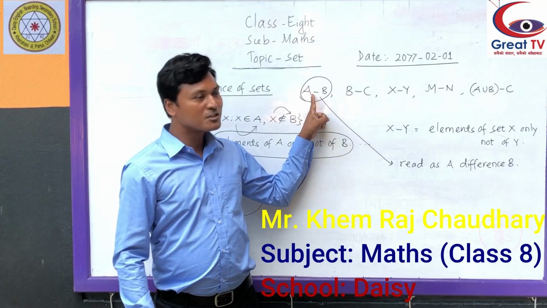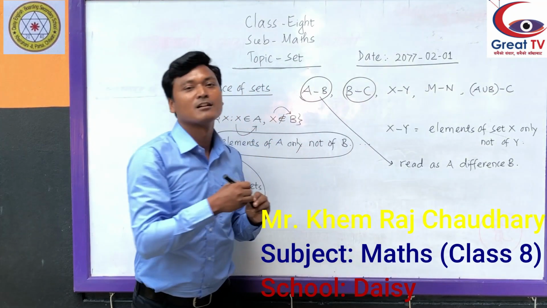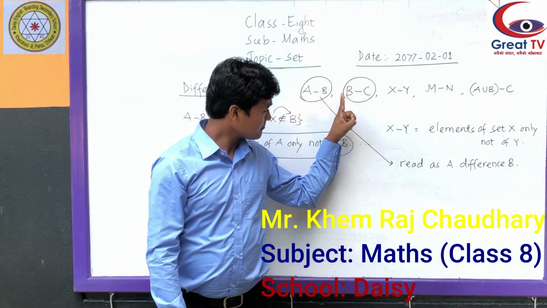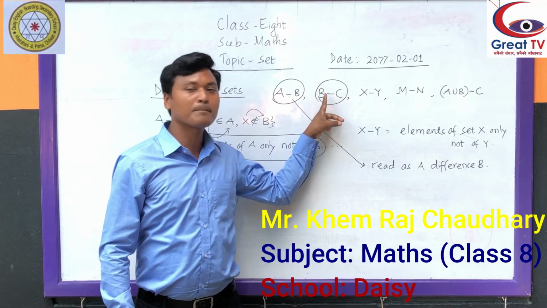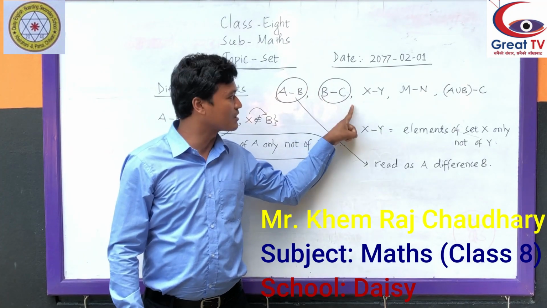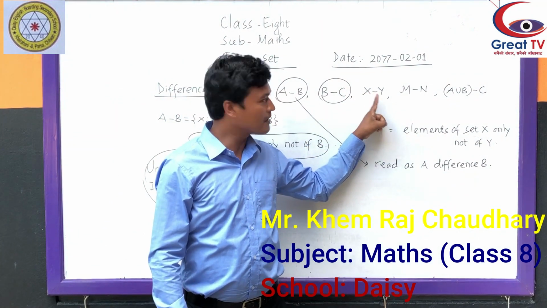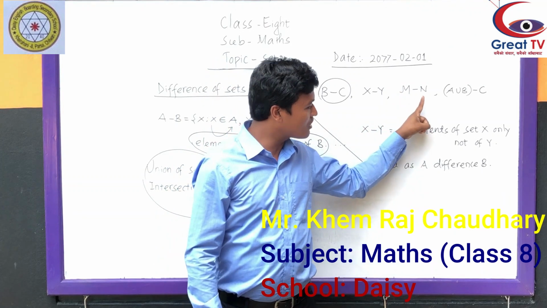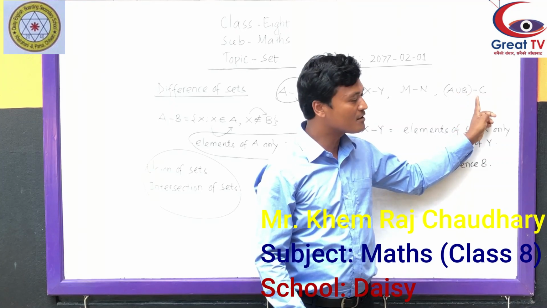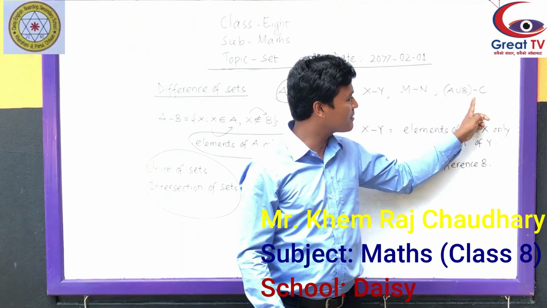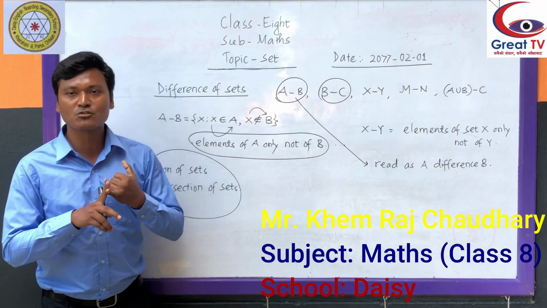Similarly, you must know how to read out the next sets also, just similar to A difference B. While writing we write minus, but while reading we say B difference C. I repeat, B difference C. Then again X difference Y. I repeat again, X difference Y. Then M difference N. And if we have A union B minus C, we say A union B difference C.